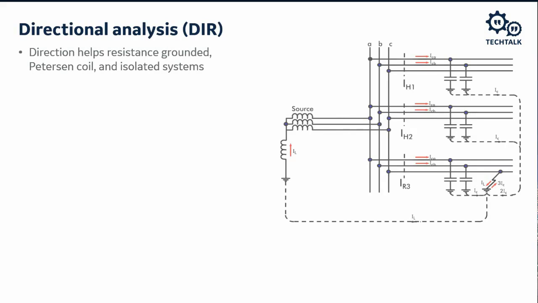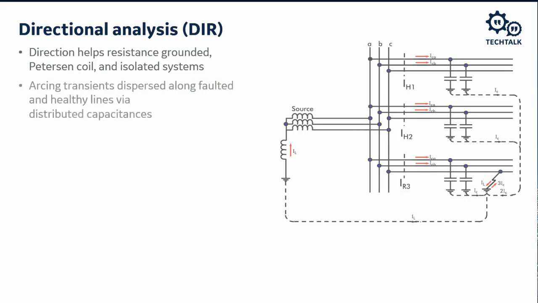Directional analysis helps with resistance impedance grounded systems. The fundamental analysis algorithm has no capability of detecting a direction. FA only is best used in a system with limited capacitance or a system with a directly grounded neutral point. In these cases, the fault current on healthy lines is limited. However, when a system is resistance grounded, the fault-generated transient might be dispersed along both healthy and faulted lines because of a large distributed capacitance. Therefore, a directional element enhances the FA performance for these systems.